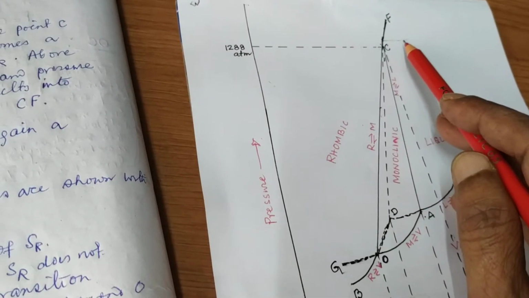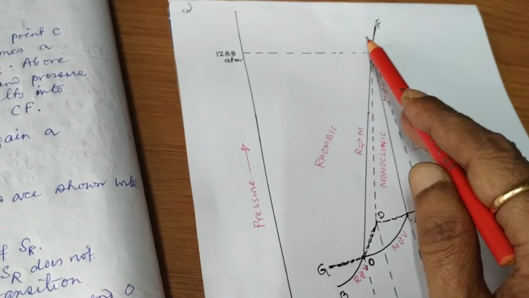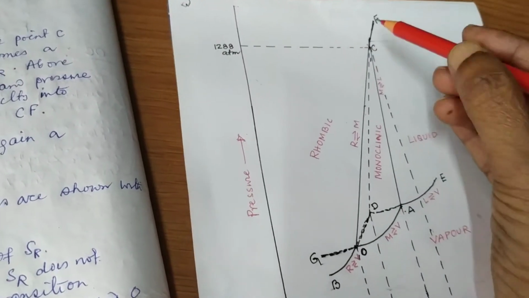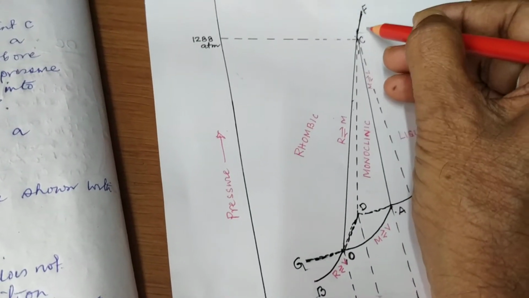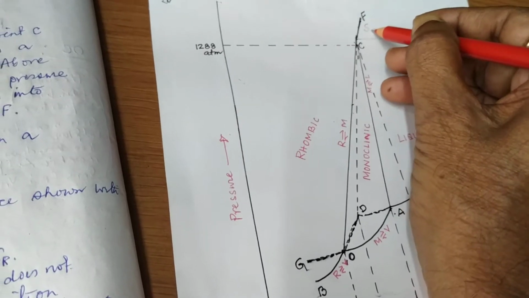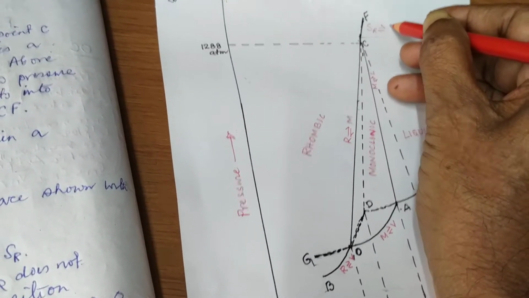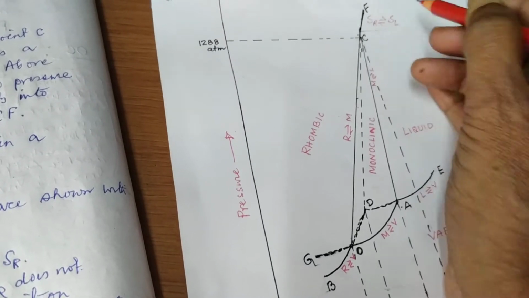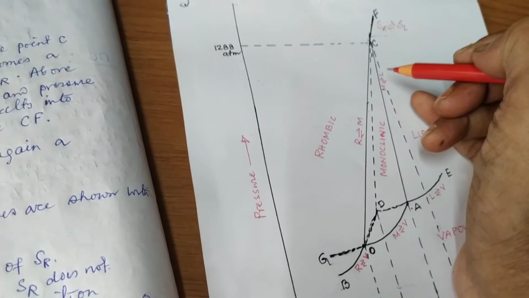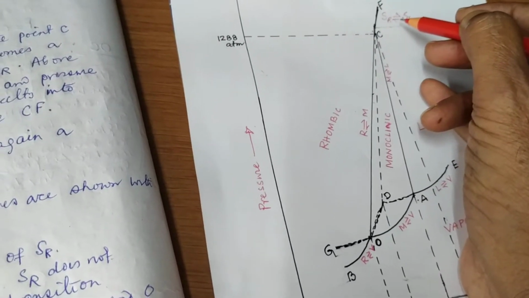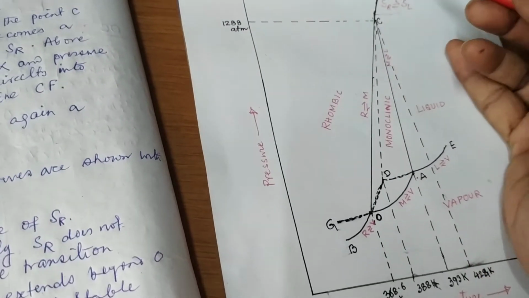So this is the equilibrium SR, SL. This is the equilibrium SR. Here, this is SR in equilibrium with SL. So again, it is a univariant system.